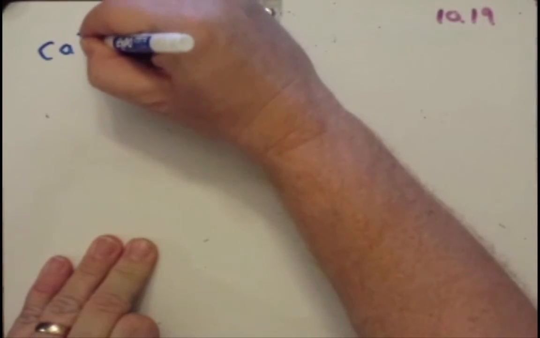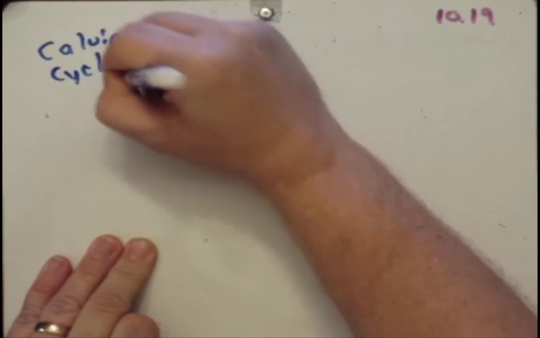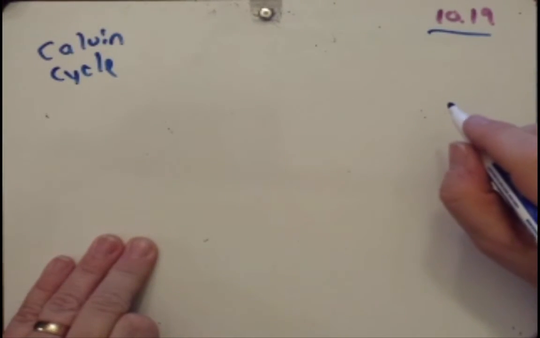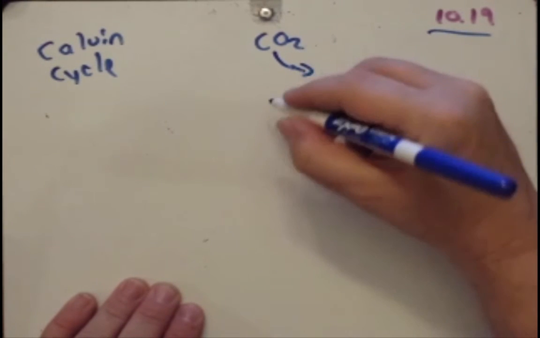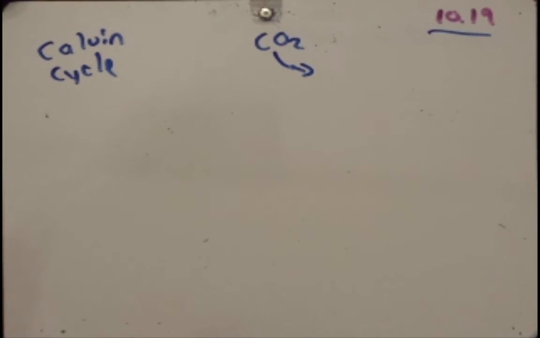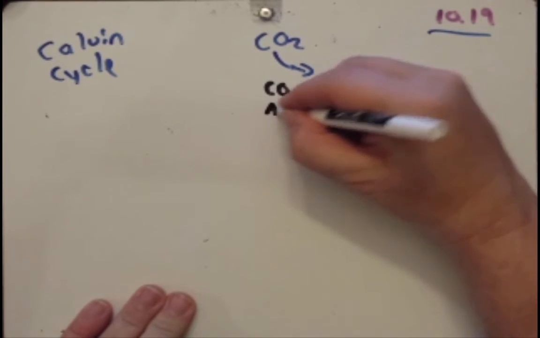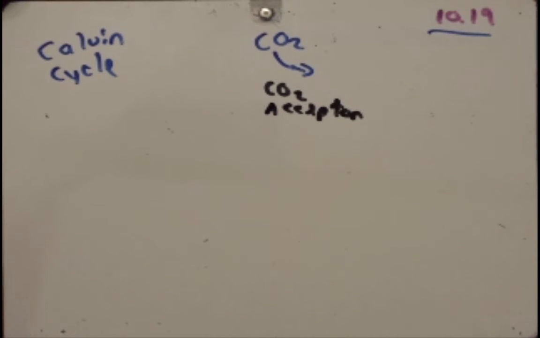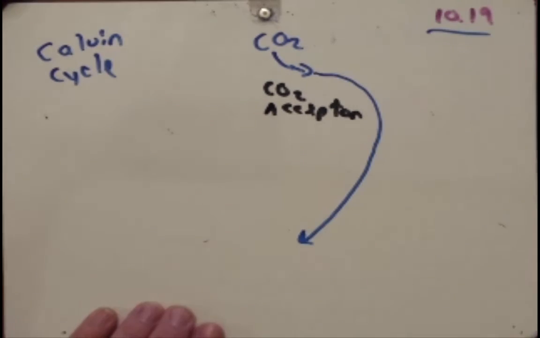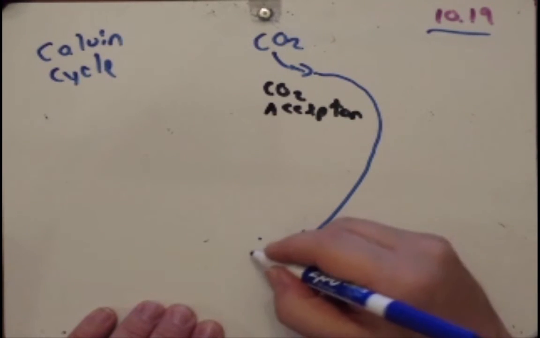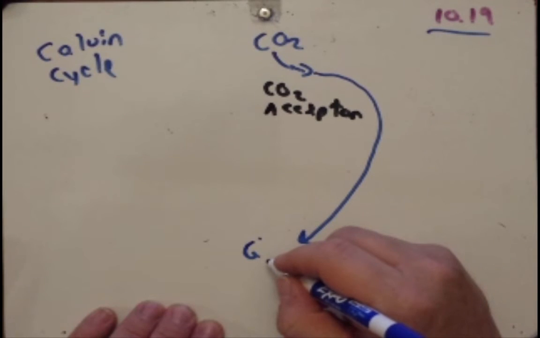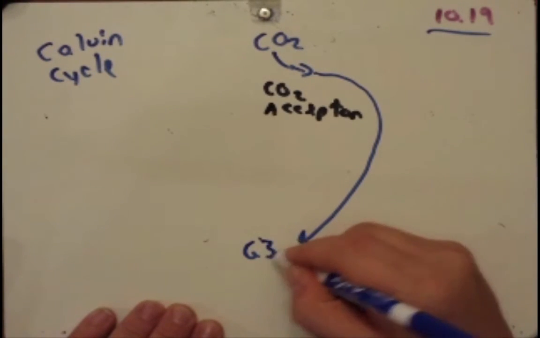So let's draw out the Calvin cycle. It's on figure 10.19 if you want to look at it, but we're going to talk about a much simplified version of it. CO2 enters this cycle, and it enters it because there is a CO2 acceptor. So we're going to write CO2 acceptor. It's very important because without this CO2 acceptor, the cycle cannot proceed. As this cycle continues, it goes through several reactions that you don't need to worry about, and it makes glyceraldehyde 3-phosphate, and we're just going to call it G3P.